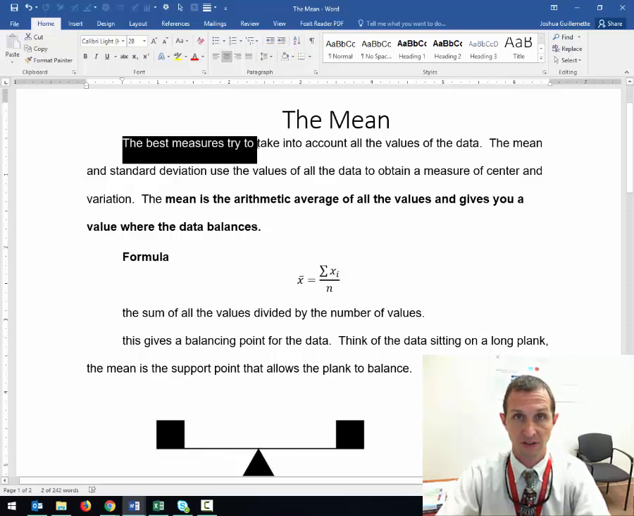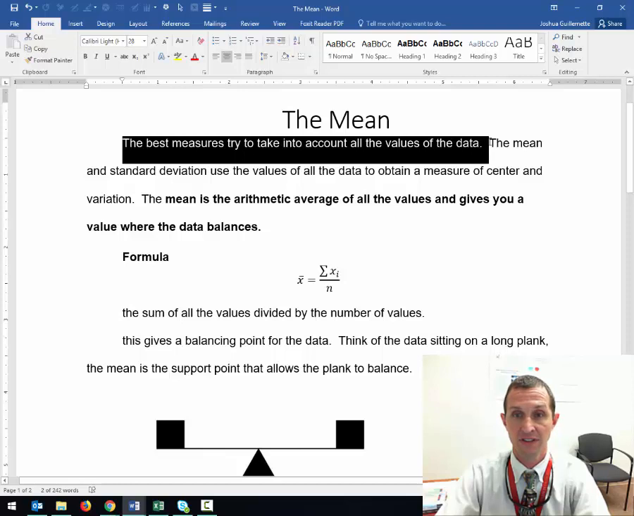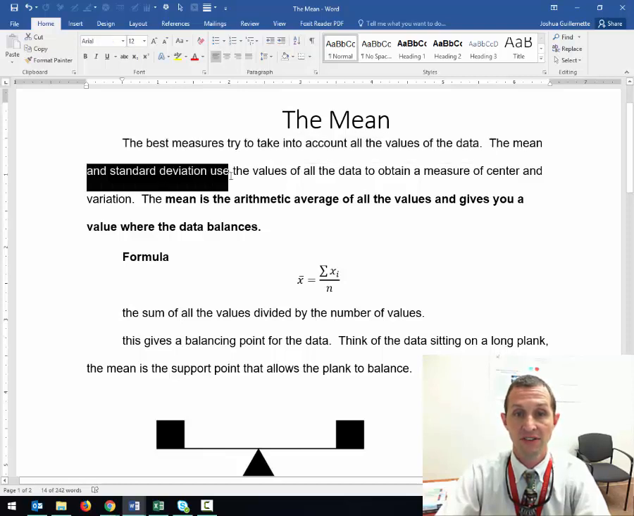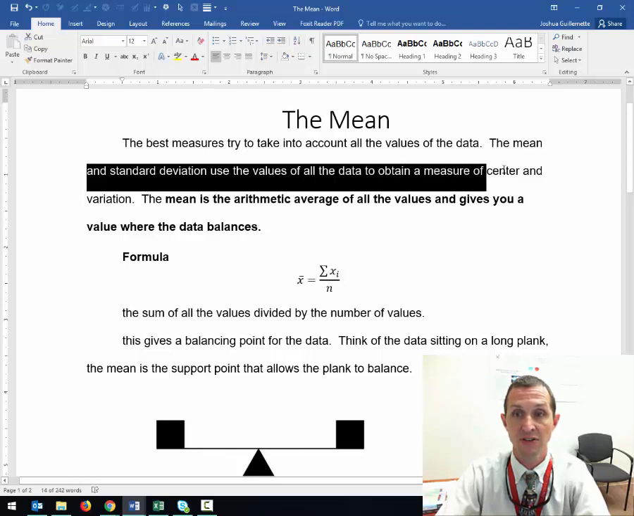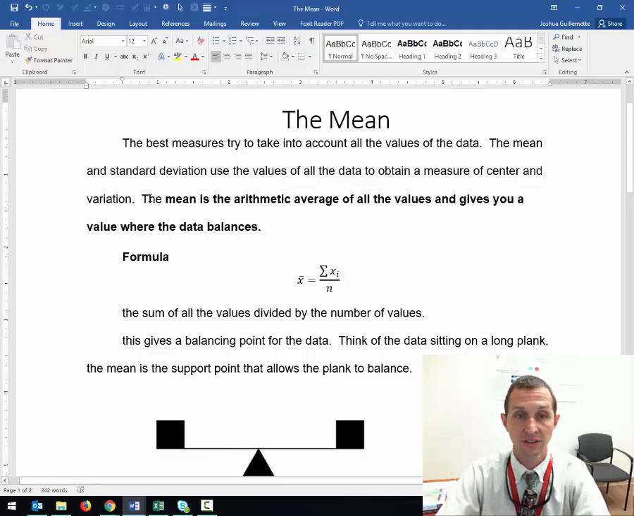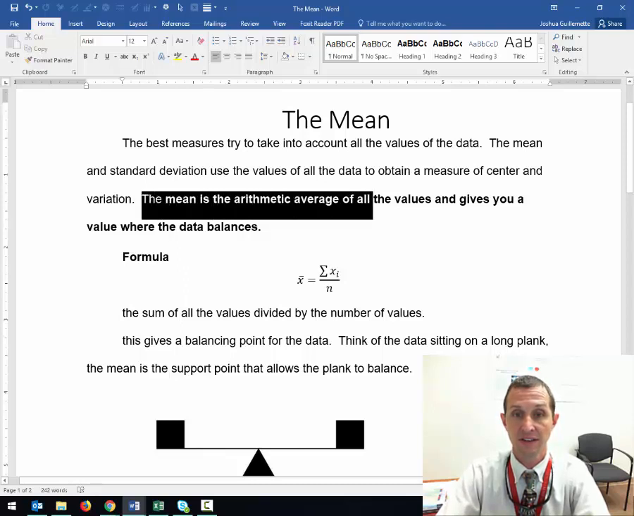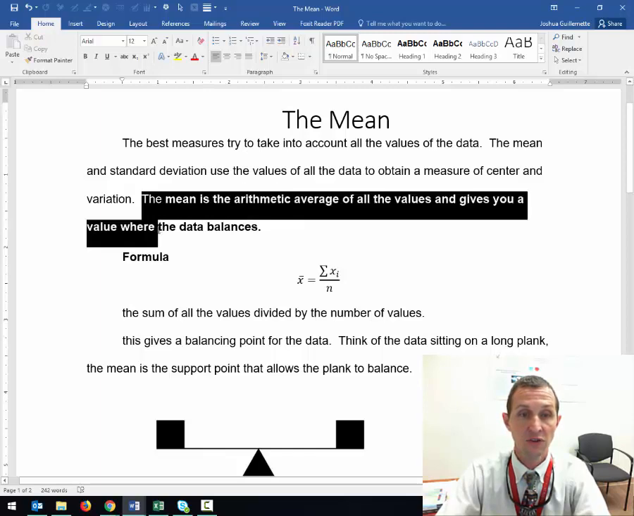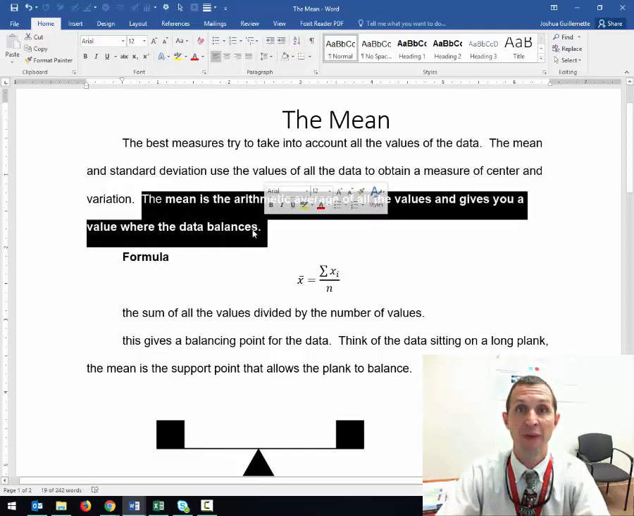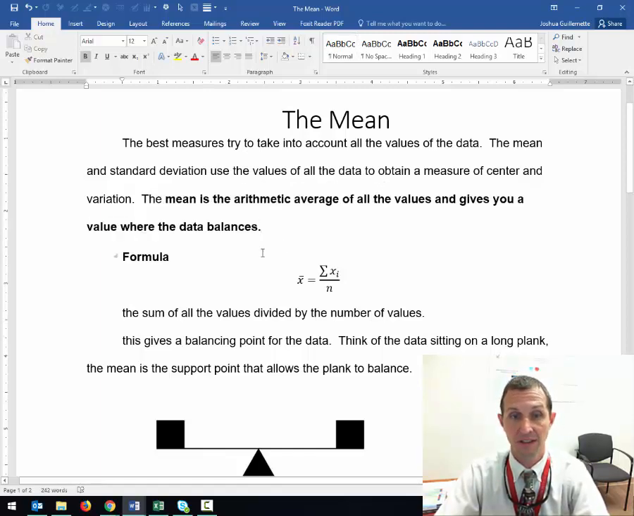So the best measures in statistics try to take into account all of the values of the data. And so the mean and the standard deviation use the values of all the data to obtain a measure of center for the mean and variation for the standard deviation. So the mean is technically the arithmetic average of all of the values and gives you a value where the data balances, which I'm going to explain in a minute.